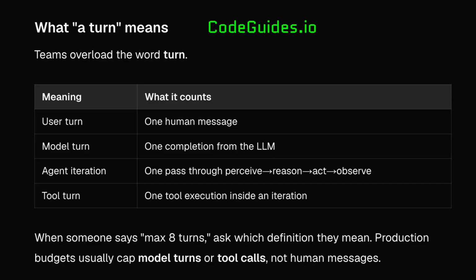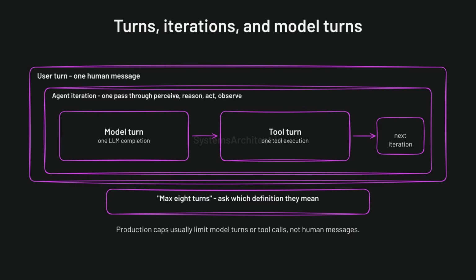A model turn is one LLM completion. An agent iteration is one pass through perceive, reason, act, and observe. A tool turn is one tool execution inside that iteration. When someone says max 8 turns, ask which definition they mean. Production caps usually limit model turns or tool calls, not human messages.